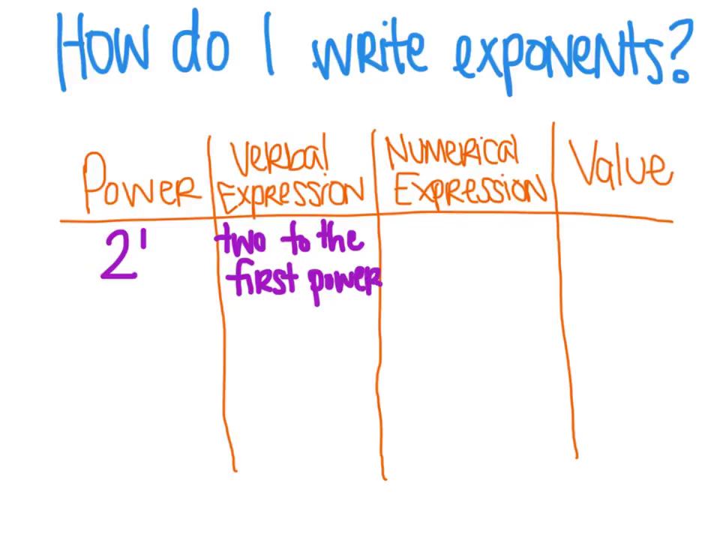Numerical expression, that means how many times are we multiplying that exponent? We're just multiplying the base one time, so it's just going to be 2, which means our value is 2.